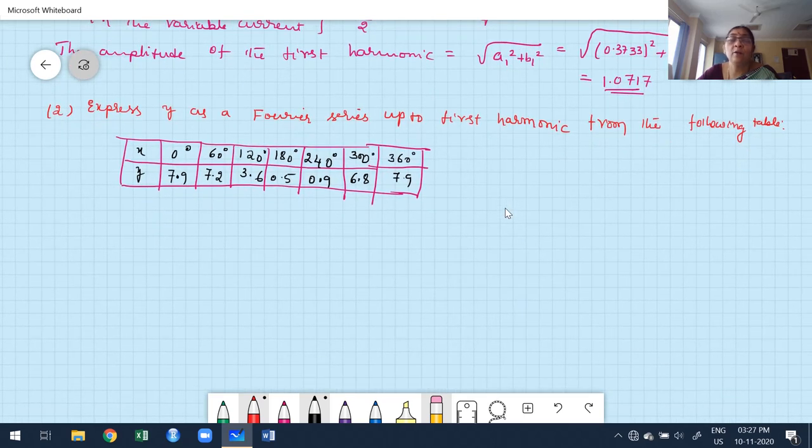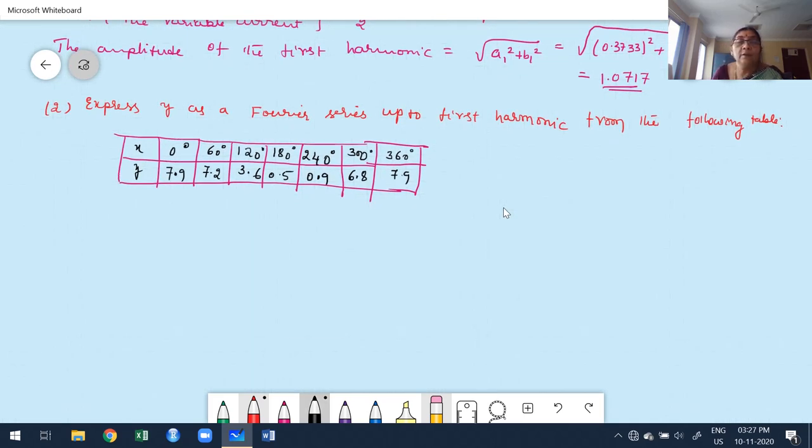Up to the first harmonic, first you take the overall interval. Now the solution: the overall interval is in the form of degrees. You know that 360 degrees in terms of radians is nothing but 2 pi. Before taking the overall interval, whenever it is given in degrees, first convert it into radians. The given interval is from the first value to the last value, so converting 360 degrees, the overall interval is 0 to 2 pi. Now, it is increasing in steps of 60 degrees.